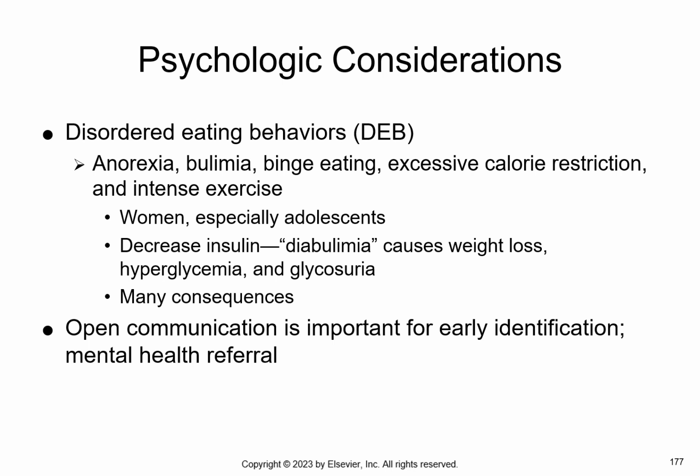Alrighty, talked about DEB. This is slide 178. The disordered eating behaviors: anorexia, bulimia, binge, excessive calorie restriction, intense exercise. Women are more prone, especially adolescents. They may decrease insulin, diabulimia, causing weight loss, hyperglycemia, glycosuria, but there are many serious consequences, as I said in the previous slide. Open communication is important for early identification and mental health referral.